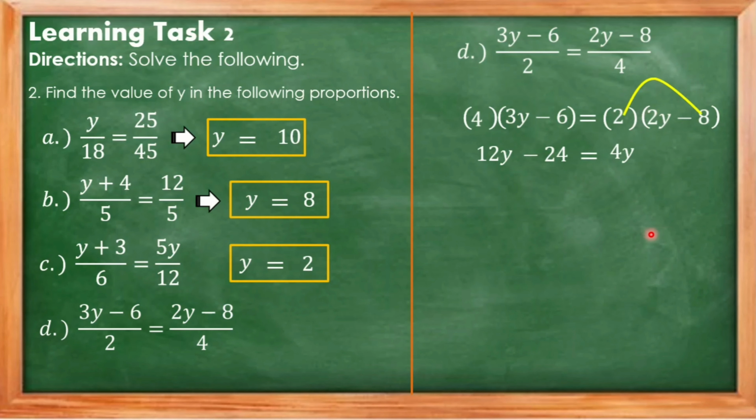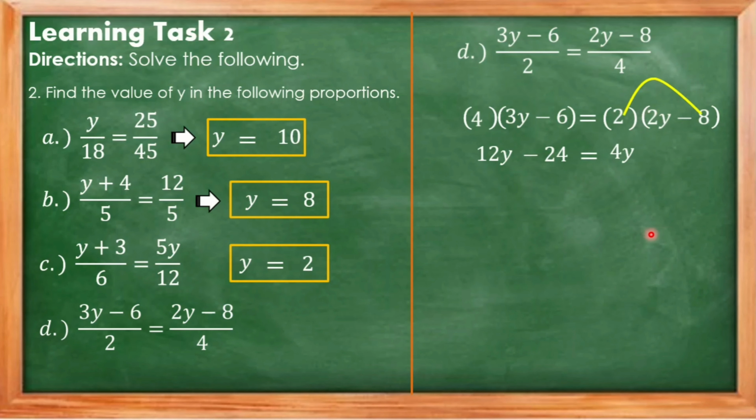So para y na lang matira dito sa kabilang side ng equation, we will divide both sides of the equation by 8. 8 divided by 8 is 1. So y na lang natira dito. Then we have 8 divided by 8 is equals to 1. So letter D, our y is equals to 1.